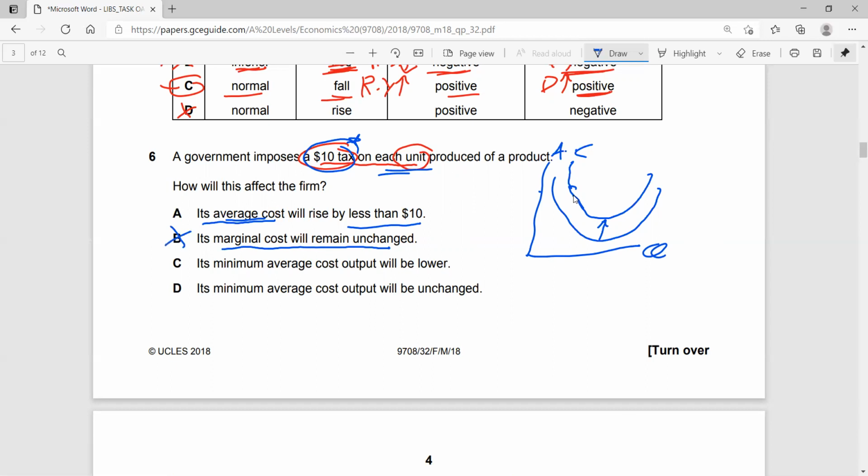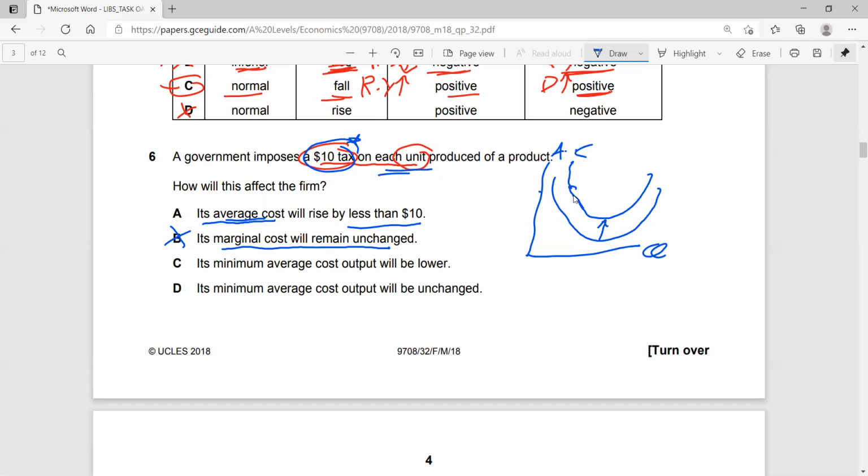It would not remain unchanged because the marginal cost is just the cost of the addition in total cost when you produce one more unit. Now the addition in total cost is not just the original marginal cost, it's also a $10 tax, which will also count within the marginal cost.